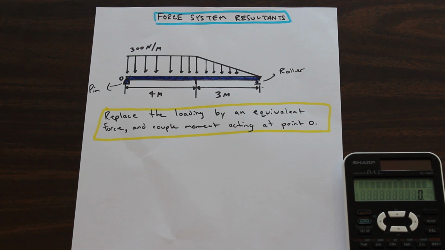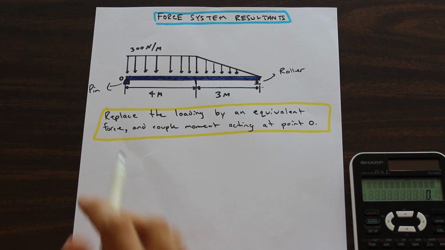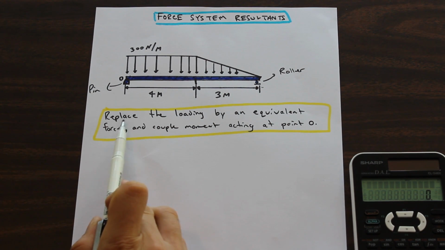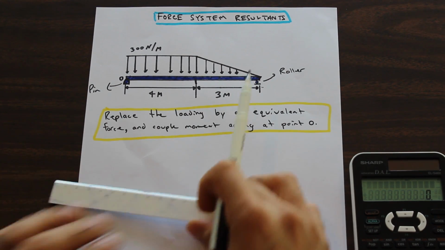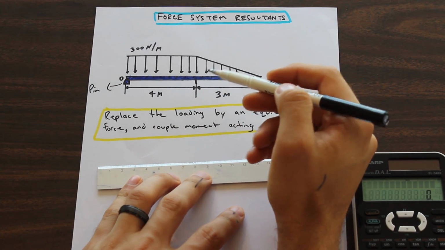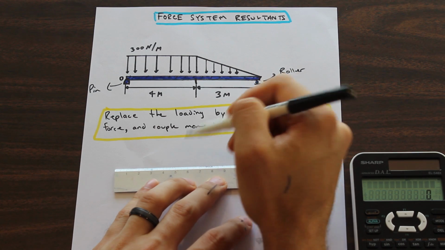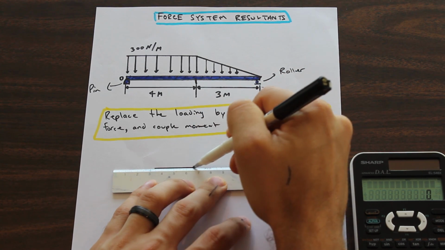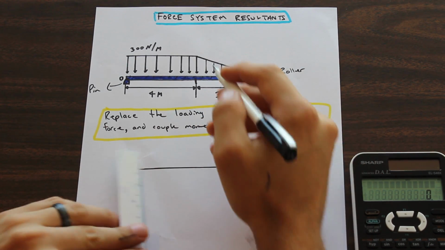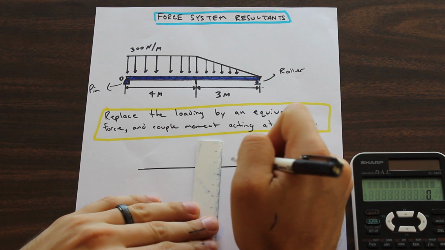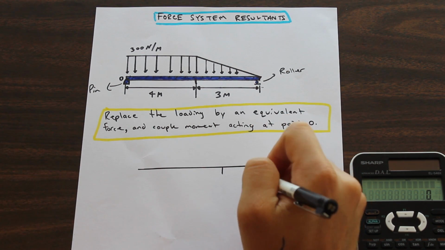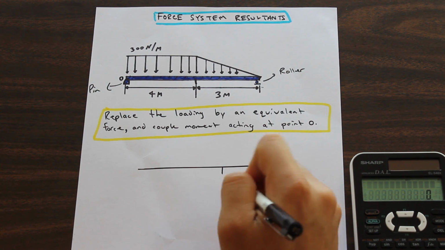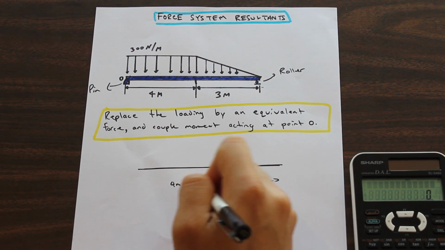As we can see, the first thing we need to accomplish is to draw our free body diagram. Like I said, we'll read the question first: replace the loading by an equivalent force and couple moment acting at point O. First we're going to find the equivalent force, and I'm going to draw my free body diagram. We have our 4 meters here, so we have a 3 meter distance here and a 4 meter distance here.